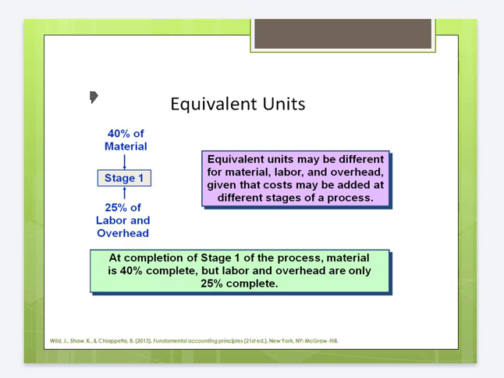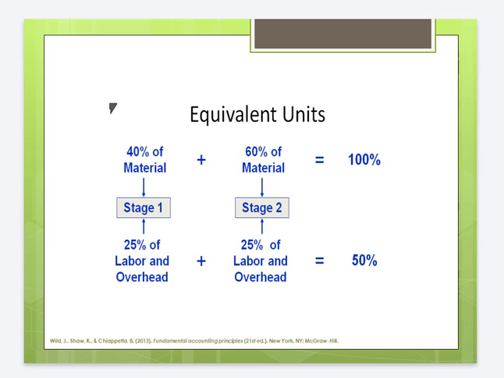Now, that example was pretty straightforward in that we were just assuming the units were a certain percentage complete. In reality, sometimes we have material, labor, and overhead going in at different stages. So our material completion may not occur at the same rate as the labor and overhead completion. In this example, we're going to assume that in stage 1, 40% of the material goes in, and 25% of labor and overhead go in. Stage 2, the remaining 60% of material goes in.